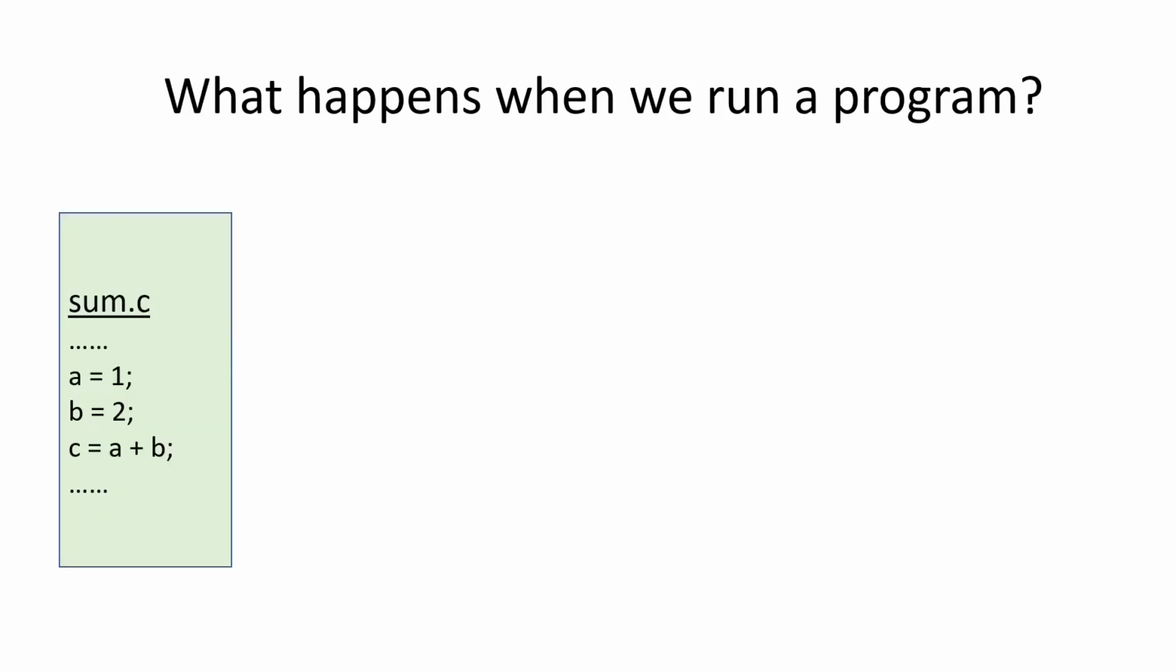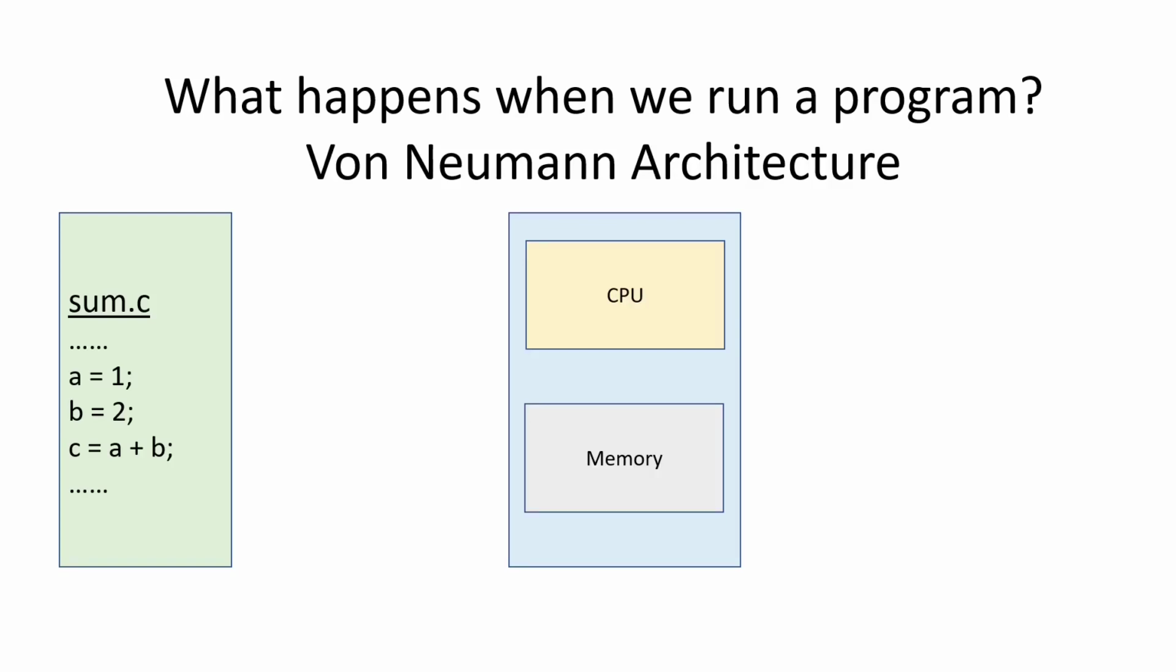All right. So let's take a close look at what happens when we run a program. So here I've got just 3 lines out of a much larger C program called sum. All this program is going to do is take 2 numbers stored in variables and add them together and store that in a third variable. So as we run this code, I want to take a look at this from a very specific point of view, the von Neumann architecture.